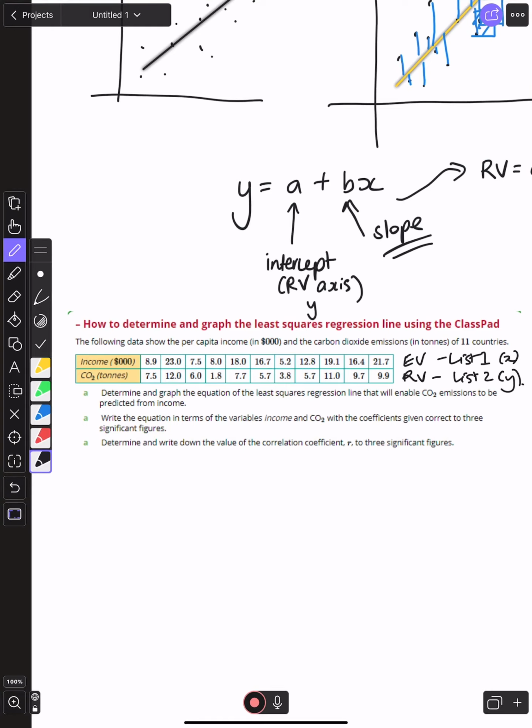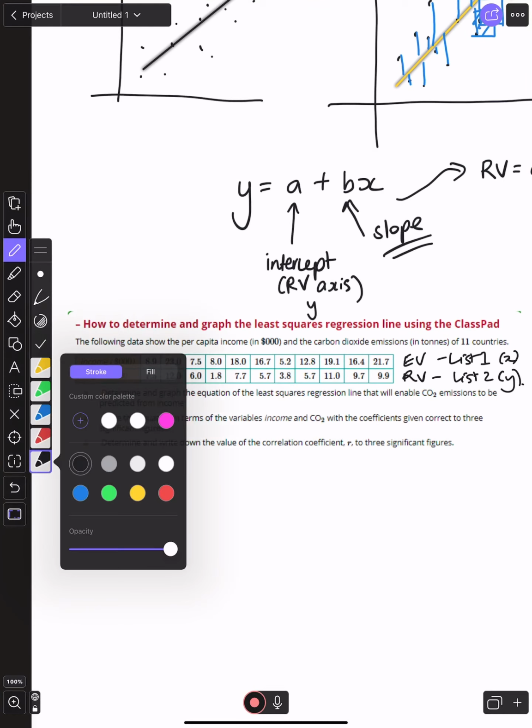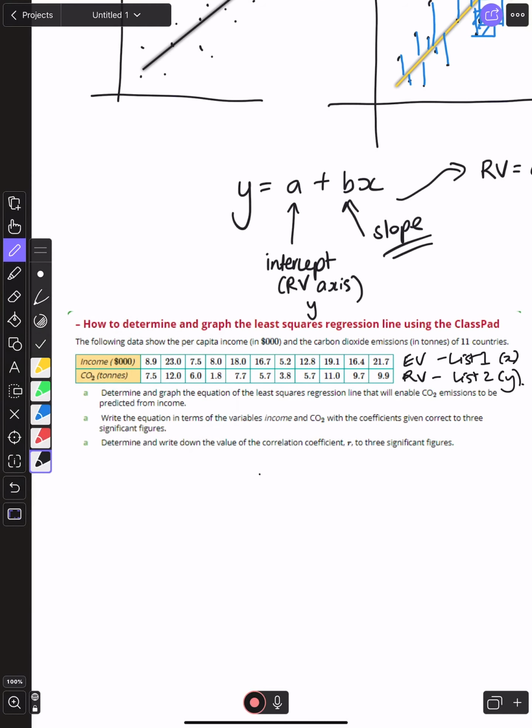All right, so determine and graph the equation of the least squares regression line. All right, so let's write down the equation before we get into the graph. So what I need you to do when you're first learning how to do this, you're going to do this in 3 steps.